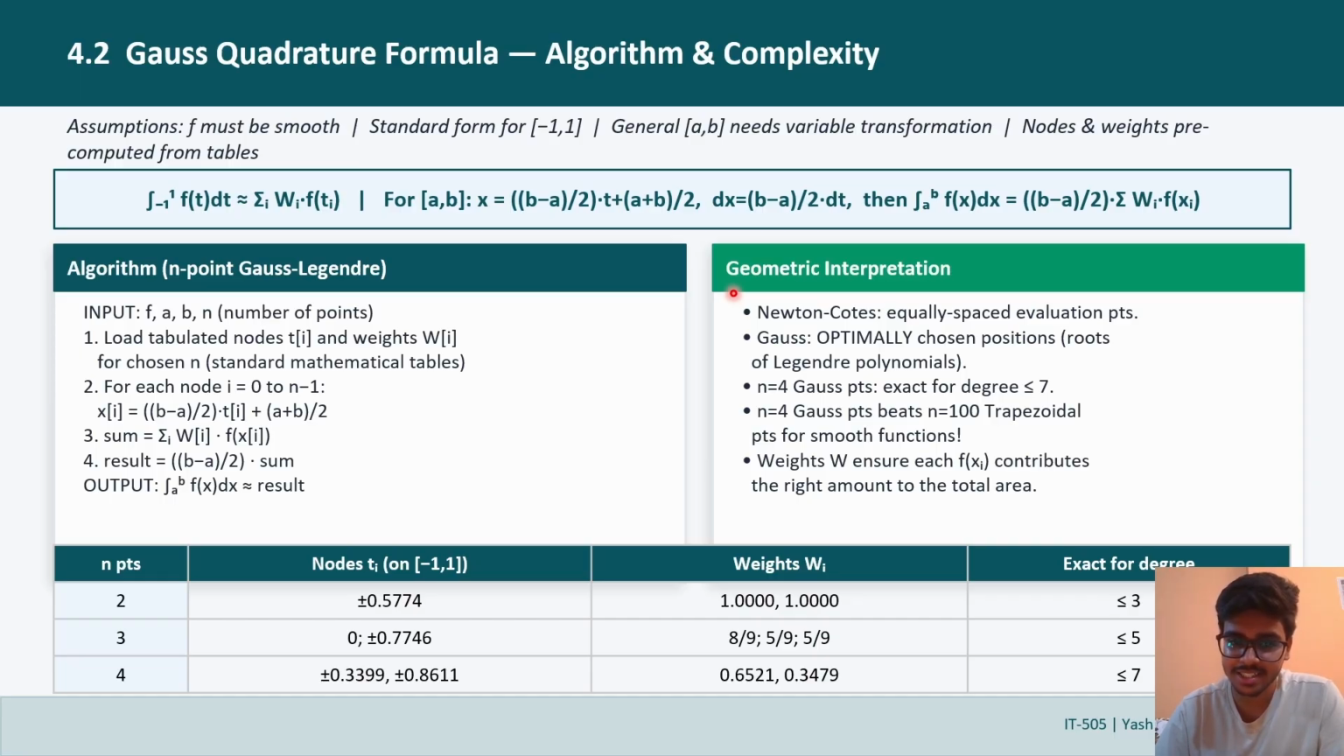the formula is exact for polynomials of degree up to 2n minus 1. So 4 Gauss points give an exact result for any degree 7 polynomial. The time complexity is O of n, space complexity is O of 1, exact for polynomials of degree up to 2n minus 1, which is far superior to Newton's quadrature for the same number of function evaluations when f is smooth.